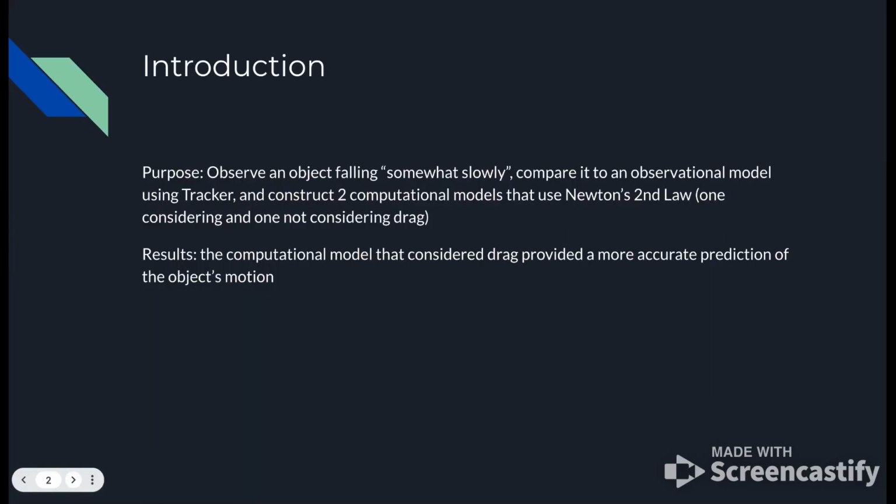So the purpose of this Lab 2 was to observe an object falling somewhat slowly, compare it to an observational model using Tracker, and construct two computational models that use Newton's second law, one considering and one not considering drag. And the overall results of the lab showed that the computational model that considered drag provided a more accurate prediction of the object's motion.